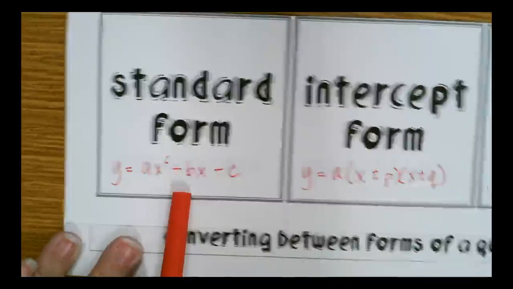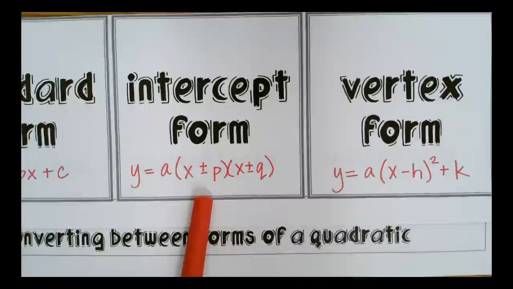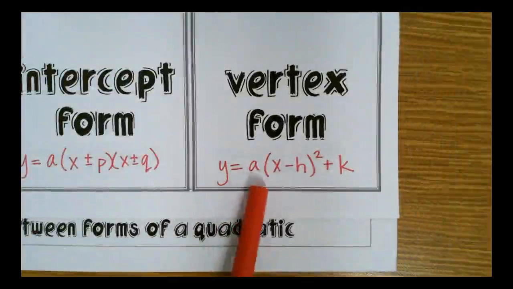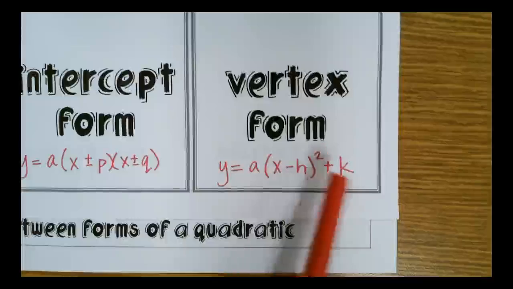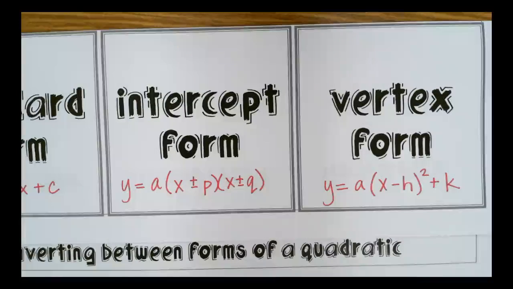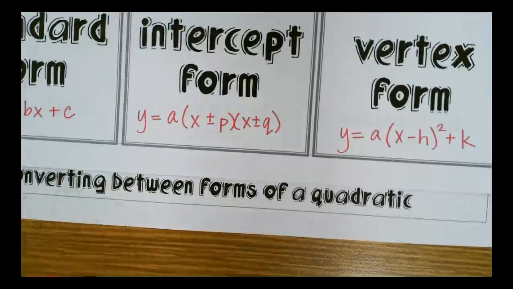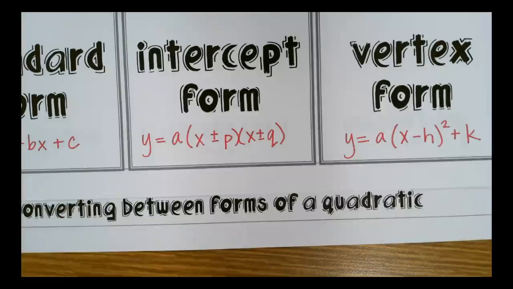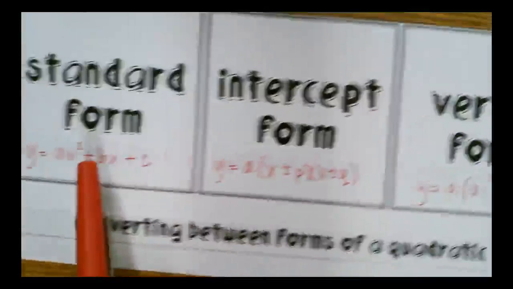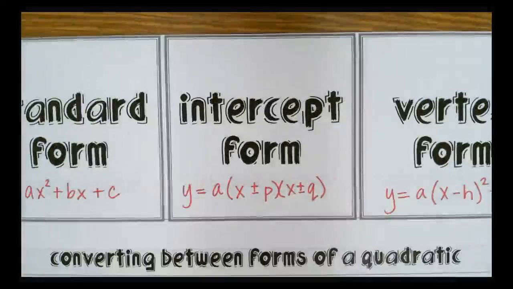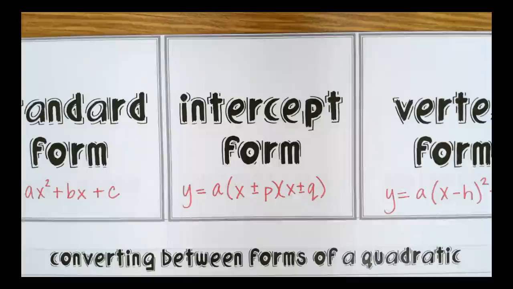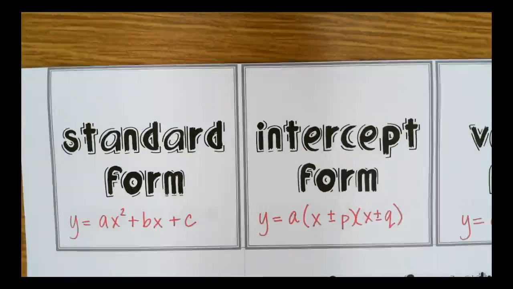So vertex form is easy to identify because there's one set, but it's squared. Standard form has no parentheses. Intercept form has parentheses multiplied together. Vertex form has one set of parentheses squared. What's happening is we are going to be converting between the forms. Maybe you start with intercept form and you are changing it over to standard form, or you might start with vertex form and change it to standard form, and so on. We're going to go through the steps for each of them and then an example.